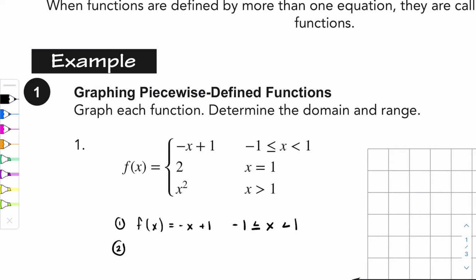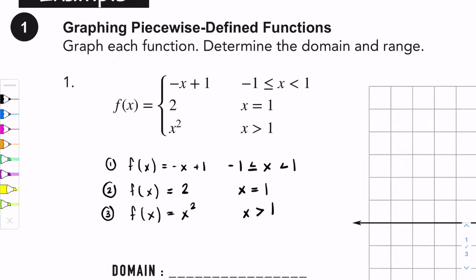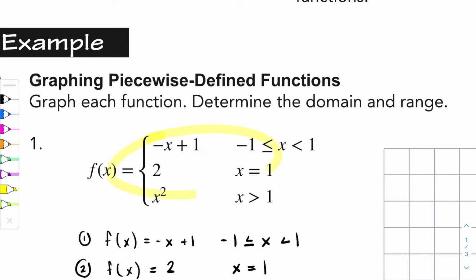The second function being the line f of x is equal to 2, limited to only one point at x equals 1. And the third function being f of x is equal to x squared, limited to all values greater than 1. So you could either write it like this with one function notation, or you could write it as 3 separate functions. Either way, you're going to achieve the same answer. You're working towards the same graph. So generally we see it in this top form, and that's what I'm going to work off of now.